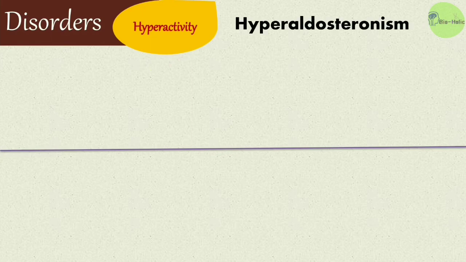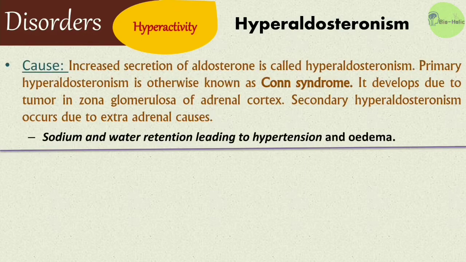In hyperactivity of the adrenal cortex, two more conditions may be observed. The hyperaldosteronism, that is caused by increased secretion of aldosterone, and primary hyperaldosteronism is otherwise known as Conn syndrome. It develops due to a tumor in the zona glomerulosa of the adrenal cortex, and secondary hyperaldosteronism occurs due to extra-adrenal causes. Symptoms are sodium and water retention leading to hypertension and edema.